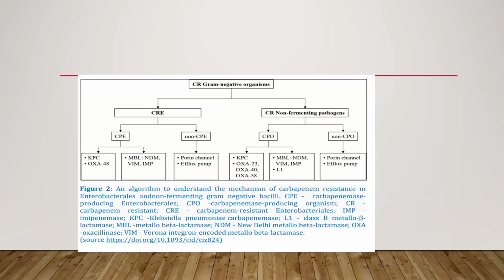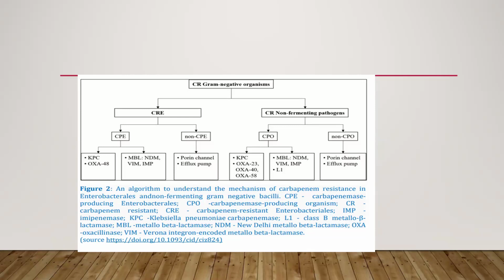Now, carbapenem resistant gram negative is again divided into carbapenem resistant enterobacterales and the carbapenem resistant non-fermenting pathogen. The carbapenem resistant enterobacterales is again divided into carbapenemase producing and non-carbapenemase producing. The carbapenemase producing include, as I mentioned earlier, KPC, OXA-48, NDM, and non-carbapenemase producing produce resistance by other mechanisms like porin channel and the efflux pump.